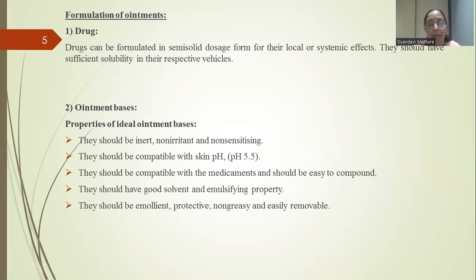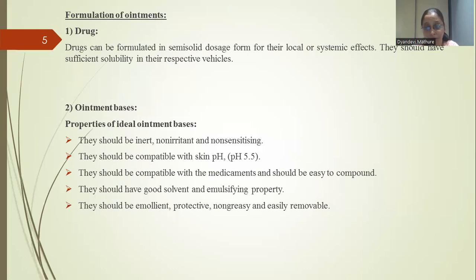They should be compatible with the medicaments and should be easy to compound. So whatever base we are using should not show any interaction or chemical reaction with the medicament. That means it should be compatible with the drug and it should be easy to compound into the form of final dosage form. They should have good solvent and emulsifying property.